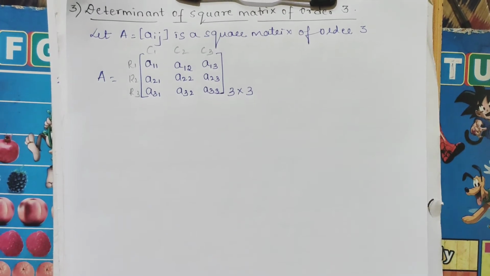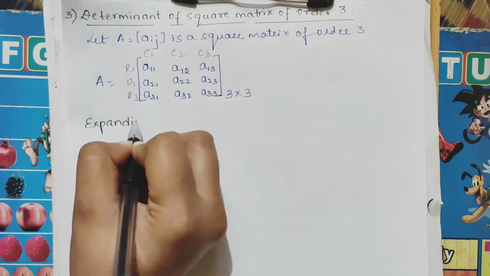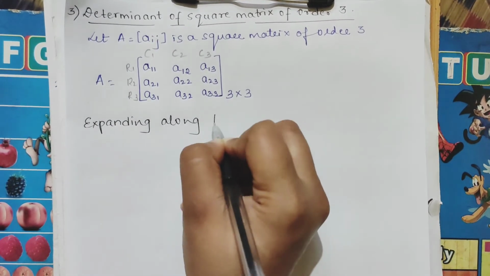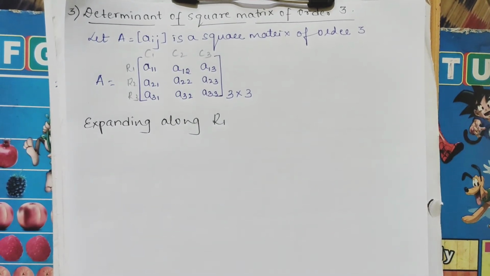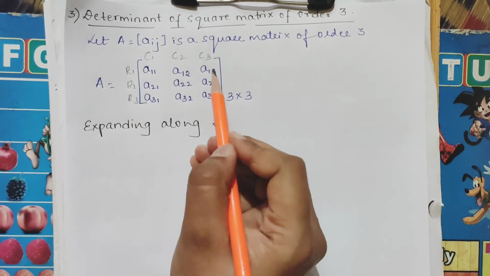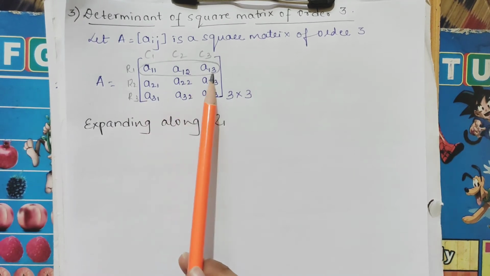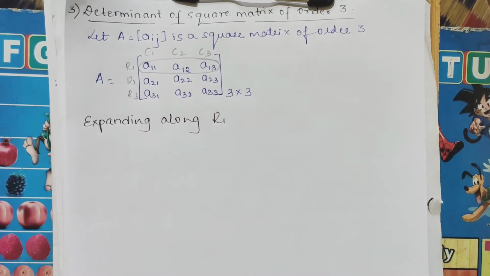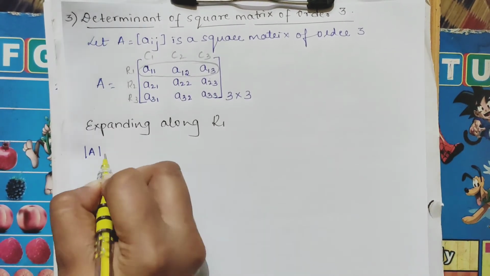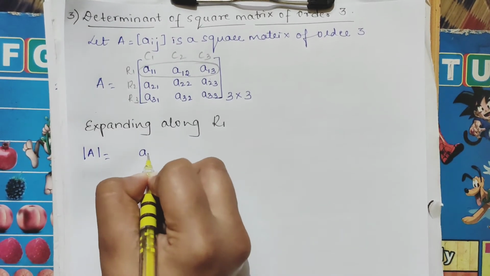So I'll write: expanding along R1, row 1. Now you see here, row 1 is this, right? Row 1 elements are A11, A12, A13. So to find the determinant, how do you write it? Our first element is A11, so just write A11.